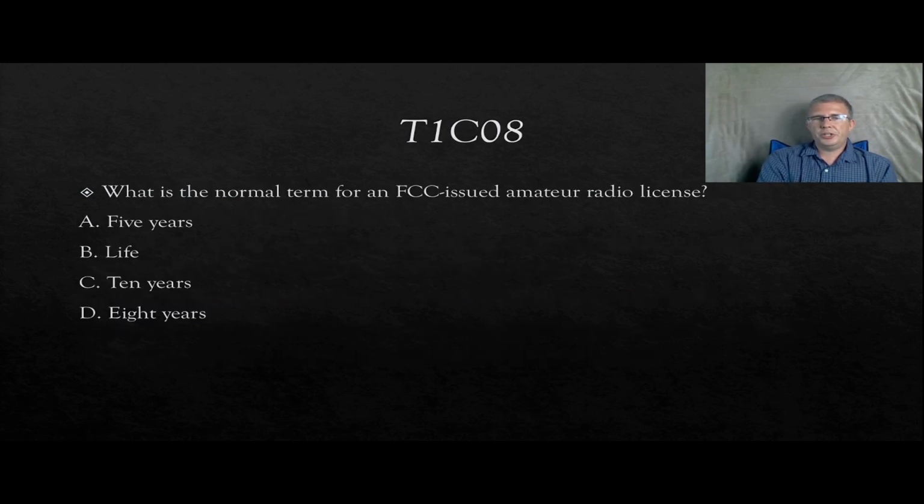What is the normal term for an FCC-issued amateur radio license? Correct answer, we'll just go straight to it. 10 years. Remember that. 10 years is the term for a license.